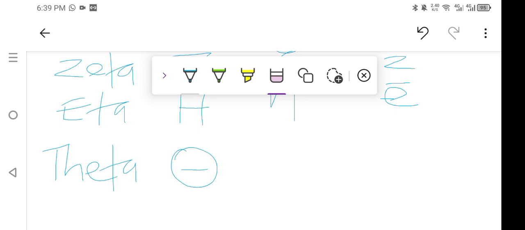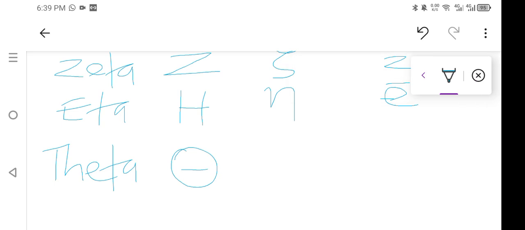Now, the lowercase for theta is still similar to this, but instead of a complete circle, you think of an oval shape, something like that, but then you cut it across.